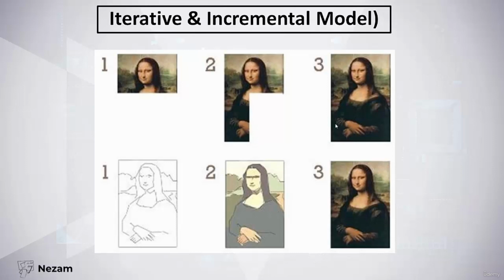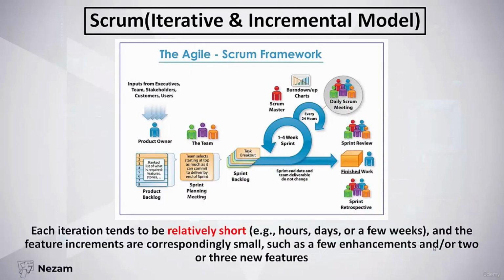But in iterative model, we divide our software into iterations. So at the first iteration, for example, we draw our painting with only pencils. Then we add a layer of colors. Then at the final iteration, we add all the colors and finish our painting. A very important note that we may have a model which is iterative and incremental at the same time. And the most famous example on this is Scrum. Scrum is an iterative and incremental model which is considered as an agile methodology.